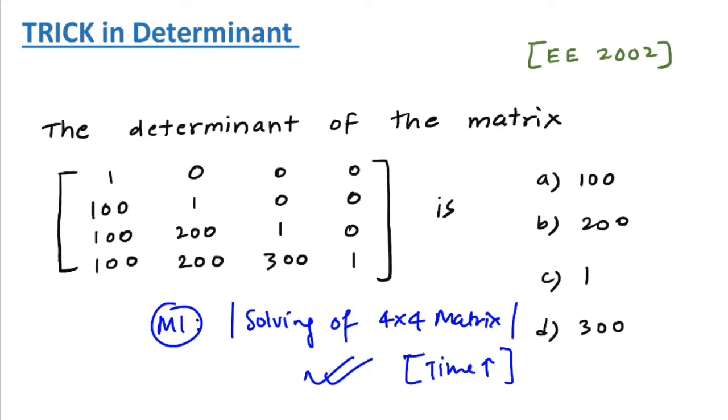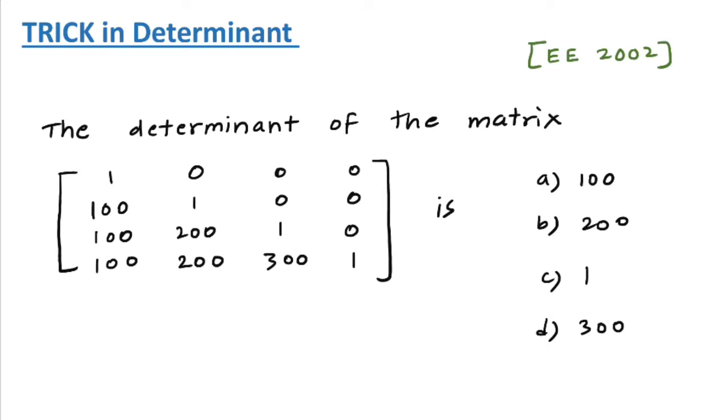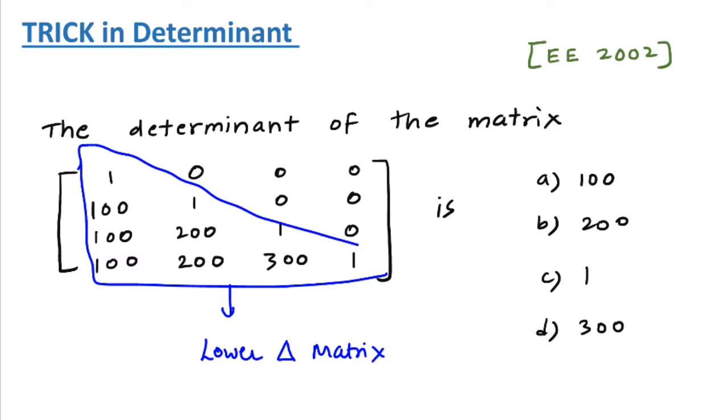Whereas you can solve the same question by method 2, orally without using pen and paper. So how to solve this kind of question? See, this matrix was a special matrix. What is this matrix? This matrix is a lower triangular matrix. I repeat, this matrix is a lower triangular matrix.